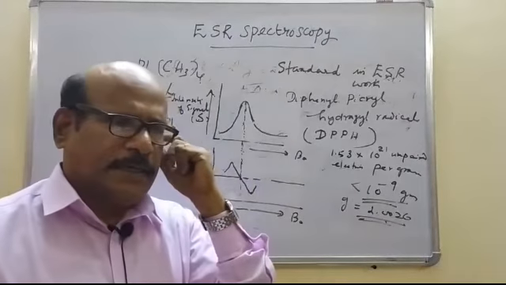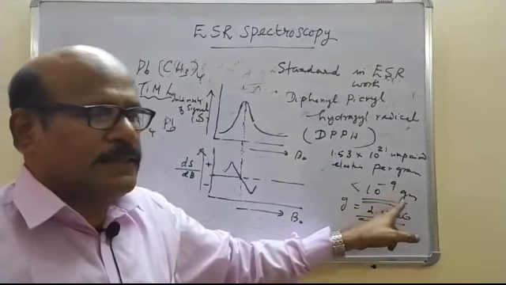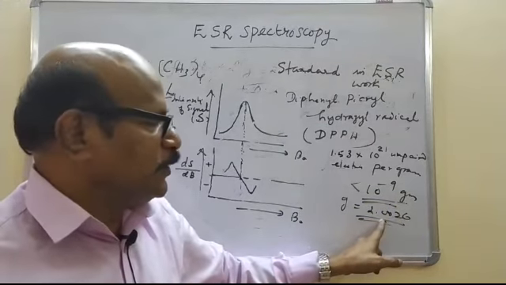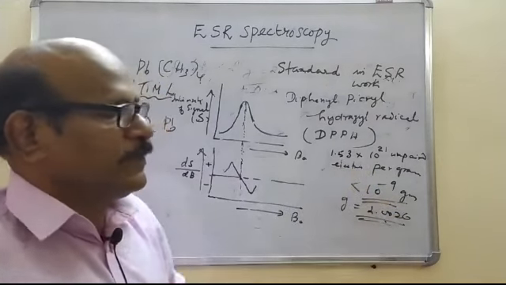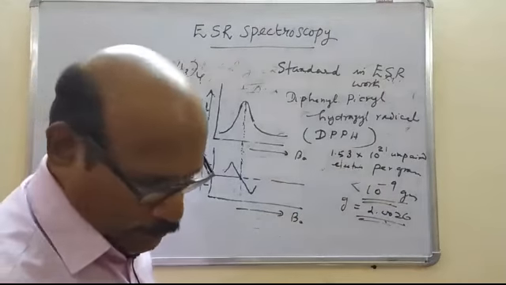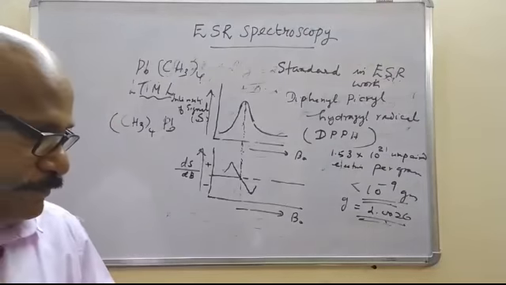This compound is special: even in the range of 10 raised to minus 9 gram we can detect it. And it has a g value of 2.0026. Thus we can find out the number of unpaired electrons from the signal of any unknown paramagnetic compound. That's a big one.